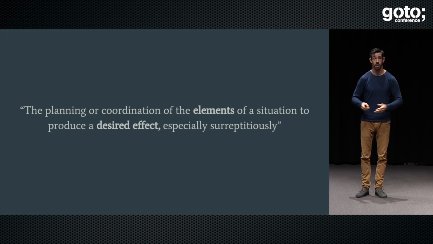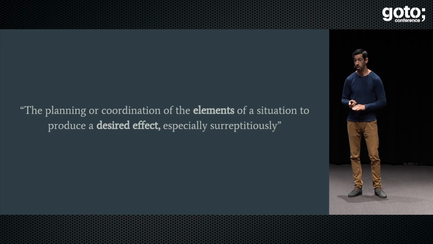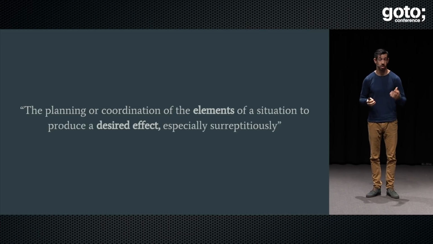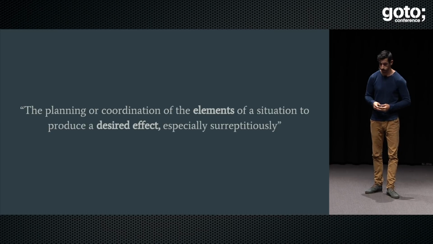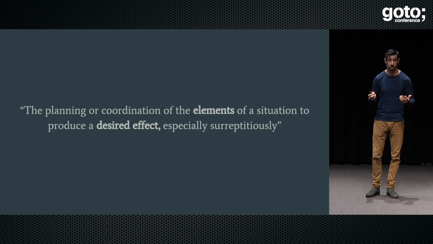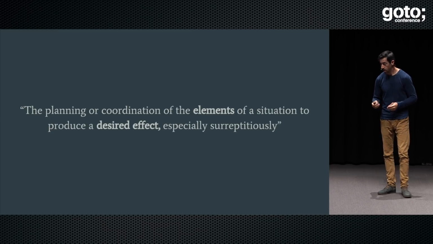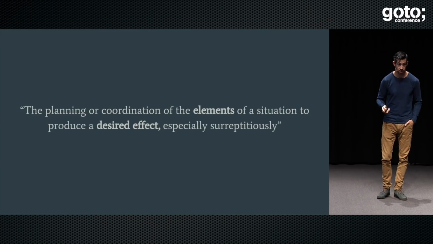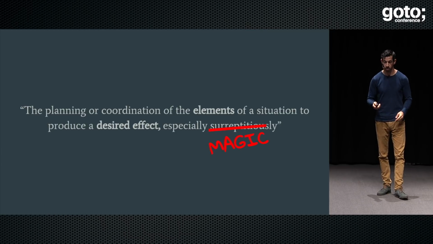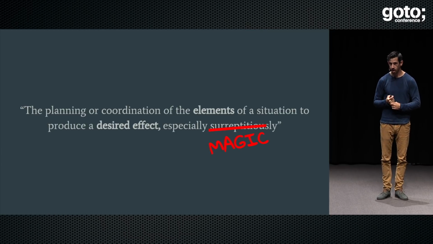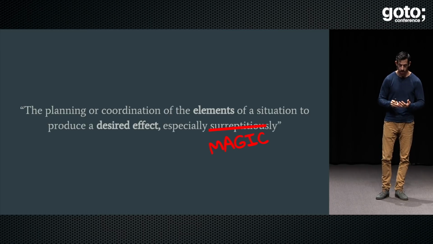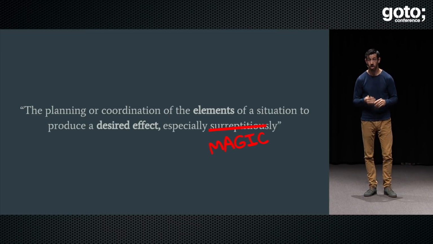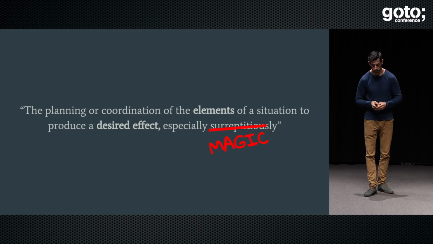And then what's the desired effect that we're looking for? Well, we want our applications to be running, we want them fault tolerant, we probably want some service discovery so they can communicate, and we want to use our resources efficiently. And the last piece I find really important is "surreptitiously," which I just replaced with the word magic. What this means for me is that these are things that should happen without any manual intervention, and ideally without me knowing how it's actually happening.